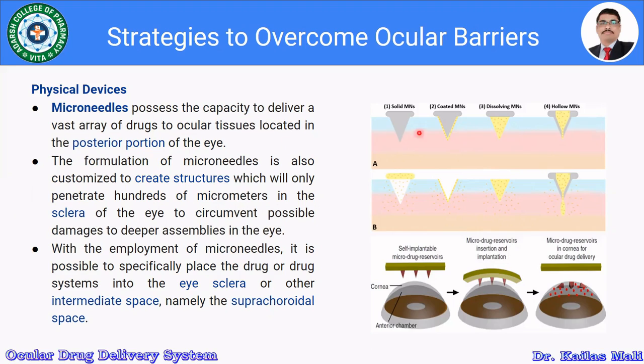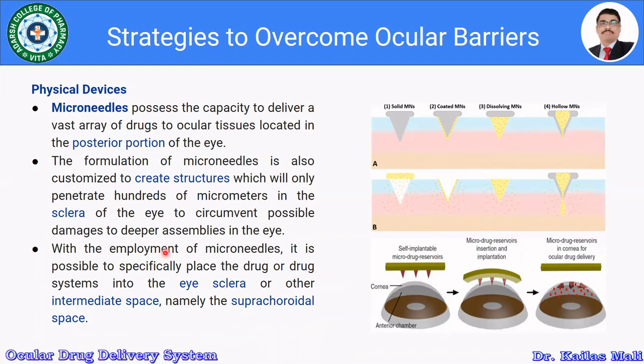There are various types of microneedles: solid microneedle, coated microneedle, dissolving microneedle, and hollow microneedle. Here is yet another figure, a self-implanted microdrug reservoir system, which is inserted and implanted onto the sclera, and furthermore it is going to release the drug into the scleral layer.